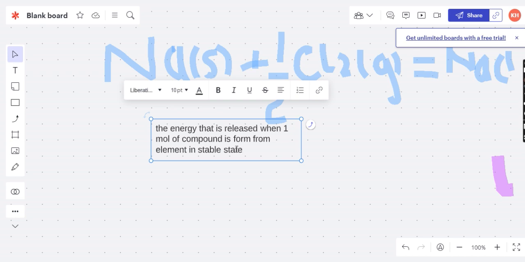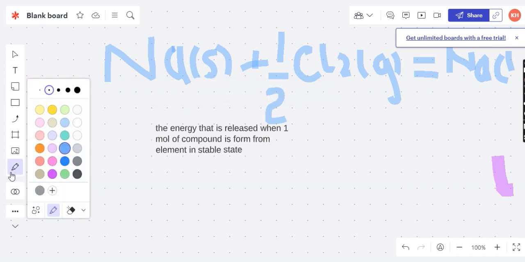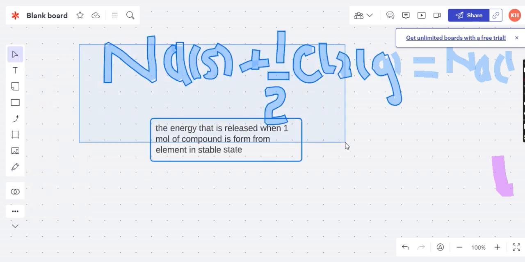Or the energy that is needed when 1 mole of a compound is broken down to form the elements. So the amount of heat that is released when 1 mole of a compound is formed from its elements in a pure and stable state is the heat of formation, which is entirely different. One may include solids with gases, but when we talk about lattice energy, we are only concerned with gaseous ions.